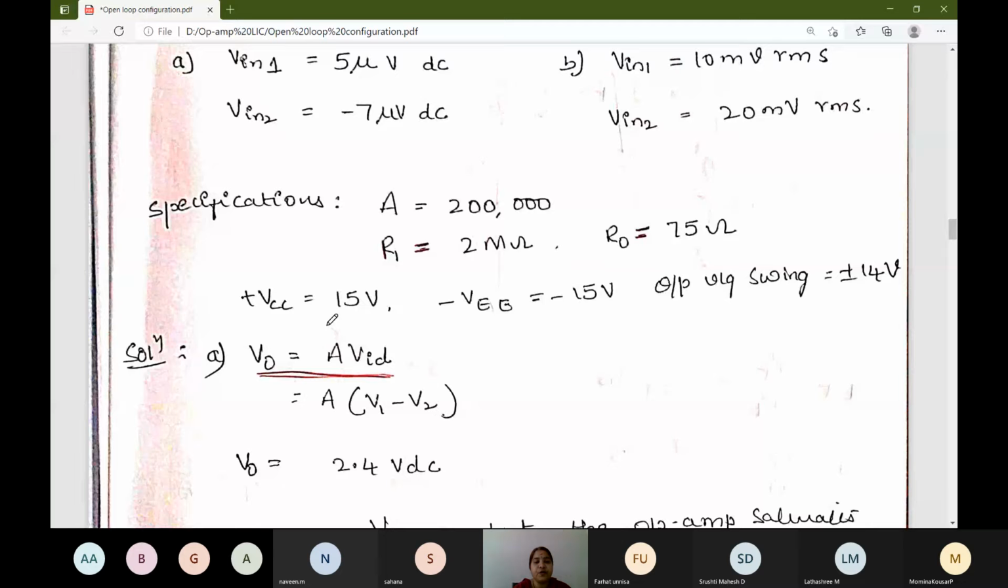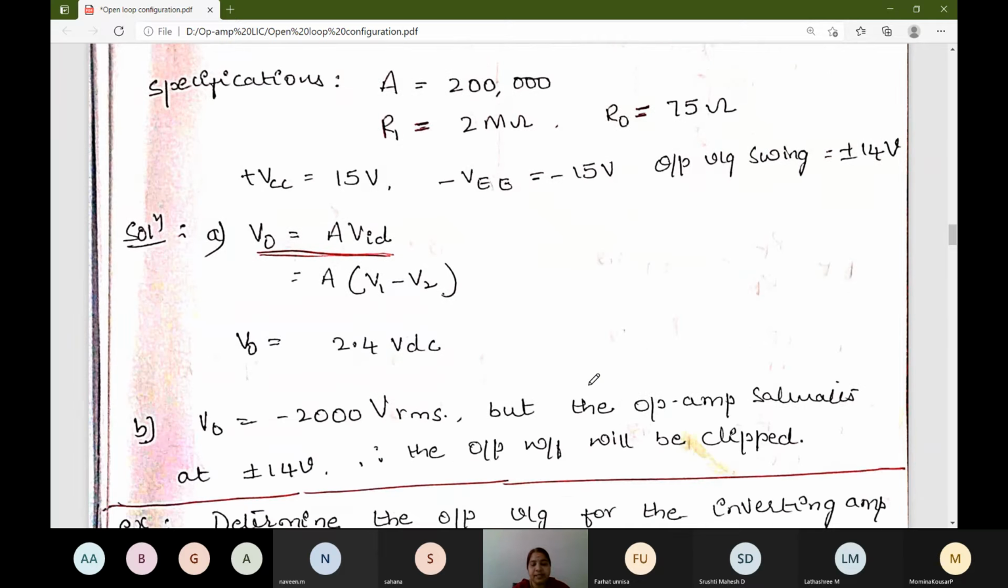Just substitute V1 and V2. V1 is how much? 5 into 10 power minus 6, minus of minus 7 into 10 power minus 6. Substitute it, and substitute the gain as 2 into 10 power 5. Then you will get output as 2.4 volt DC. See here, this 2.4 is less than our supply voltage, 15 volts. Okay, so it will have a linear relationship.